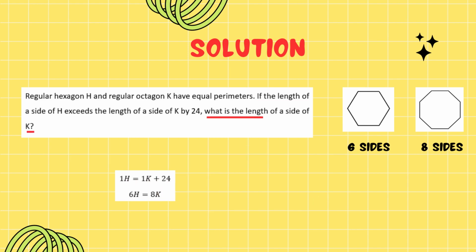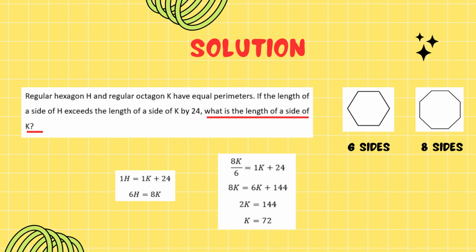Now we have two algebraic equations, and by solving these two algebraic equations simultaneously, we can calculate the value of k, which comes out to be 72.